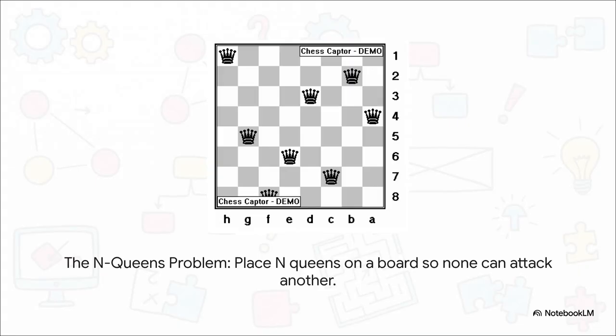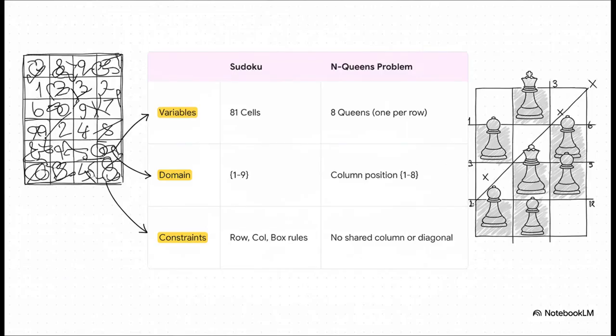Now, to really see how universal this is, let's look at something totally different. This is the n-queens problem. The challenge is to place 8 queens on a chessboard so that none of them can attack each other. Looks nothing like Sudoku, right? Well, watch this. We can map it to the exact same framework. The variables? Let's just say 1 for each queen. The domain for each queen, it's just which column it can be in, from 1 to 8. And the constraints? Simple.